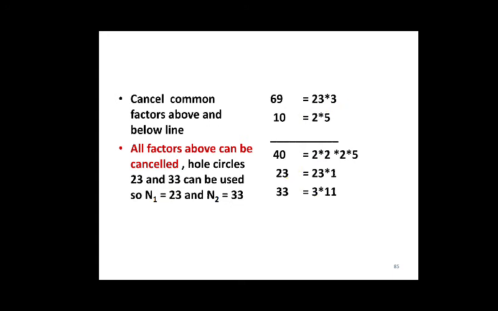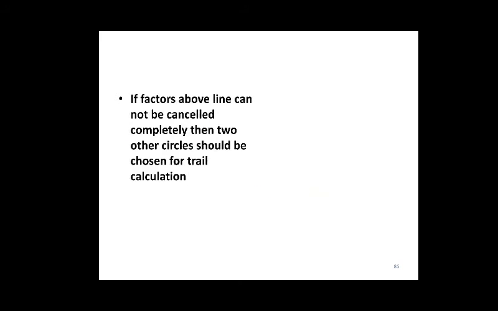23, 23, 3, 3, 2, 2, so all factors above can be cancelled, so whole circles 23 and 33 can be used. So N1 is equal to 23, N2 is equal to 33. If factors above the line cannot be cancelled completely, then two other circles should be chosen for trial calculations.